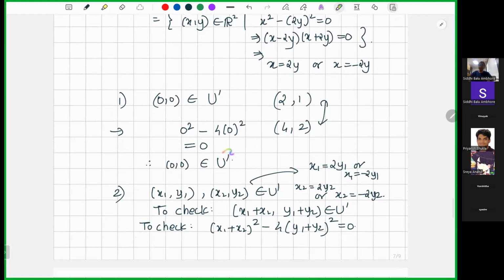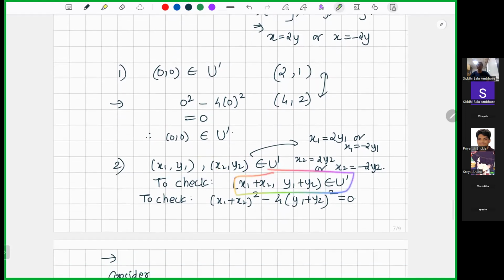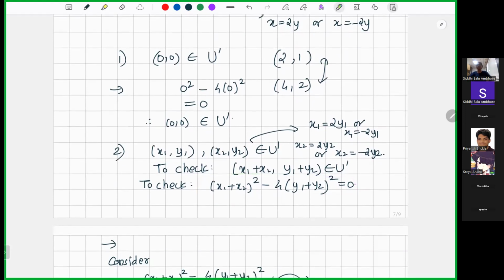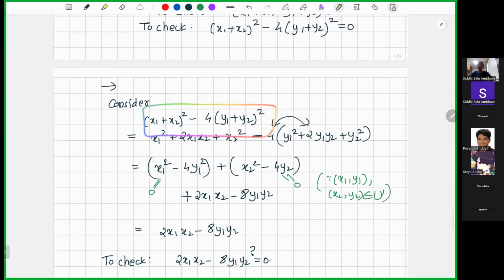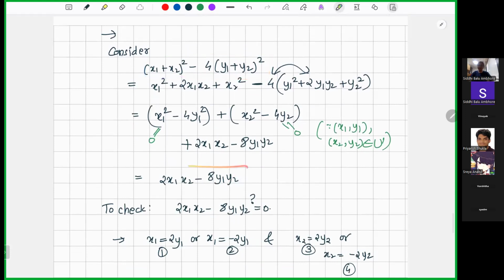So 0 is very well there in this set. Now we moved ahead and checked for the second condition. That is, if x1, y1 and x2, y2 are there in U dash, then whether their addition is there or not. In order for that to happen, we need x1 plus x2 square minus 4 times y1 plus y2 square to be 0. So we started with the simplification from the LHS of this equation, and we arrived at the conclusion that 2 x1 x2 minus 8 y1 y2 must be 0.